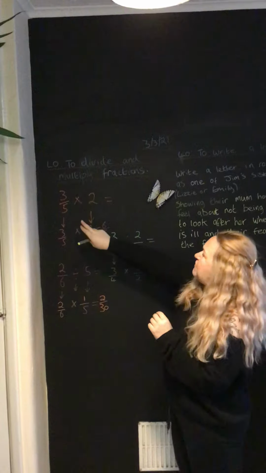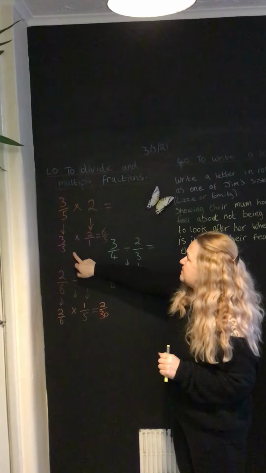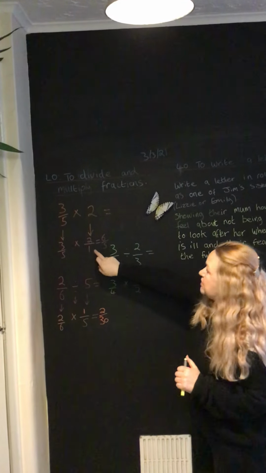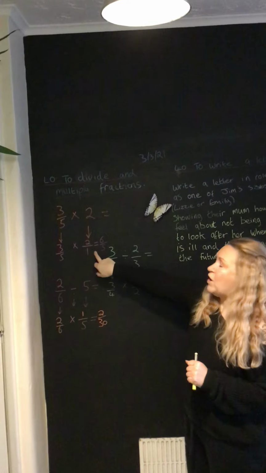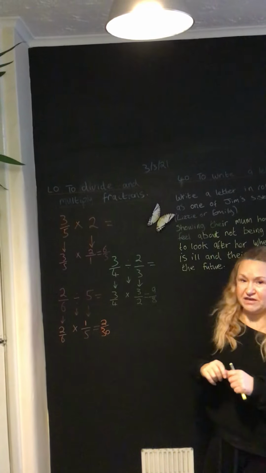When we're multiplying a fraction by a whole number, okay, this first fraction stays the same, we still times it, but then we turn the whole number into an improper fraction by putting a 1 underneath it, okay? And then you can just multiply it, okay?